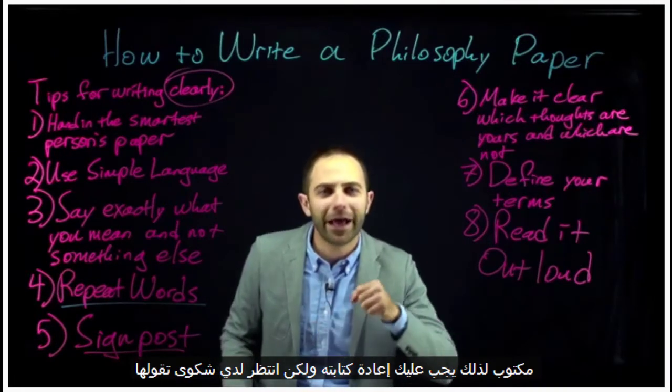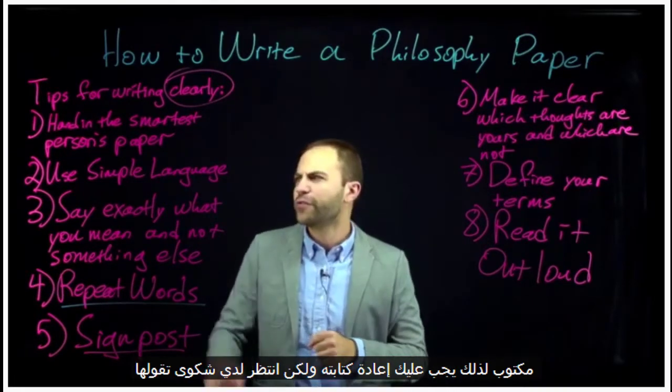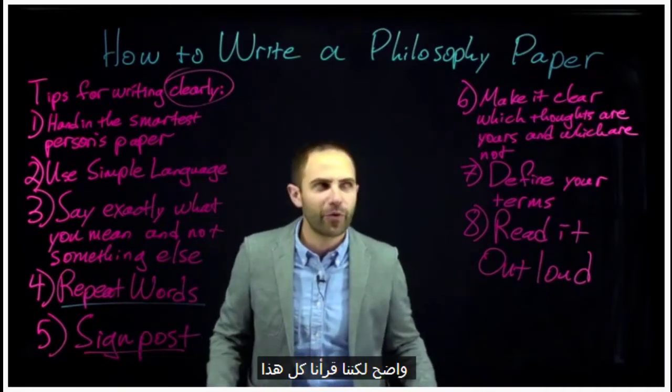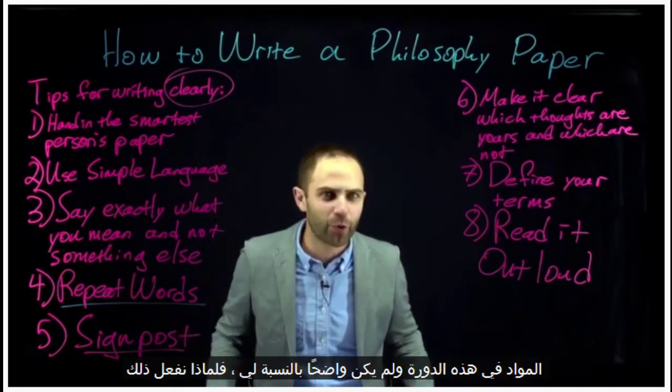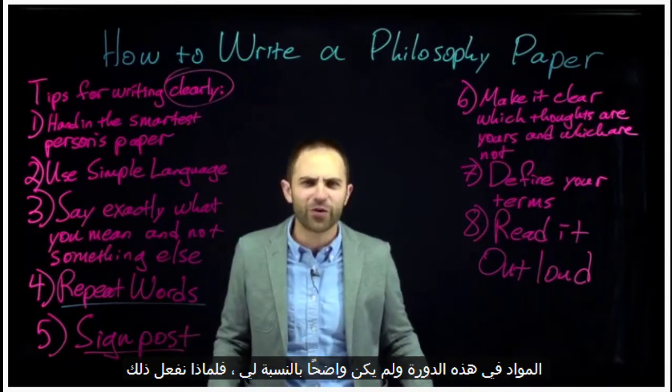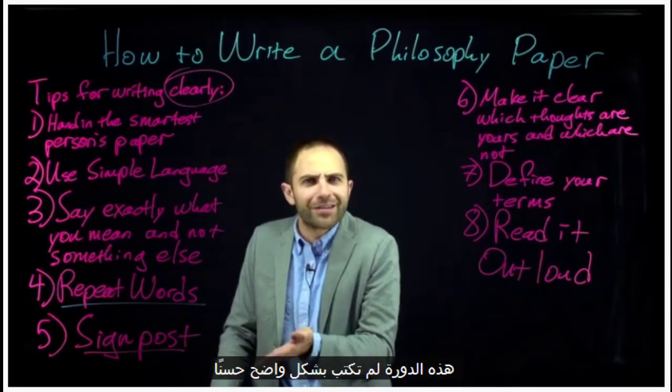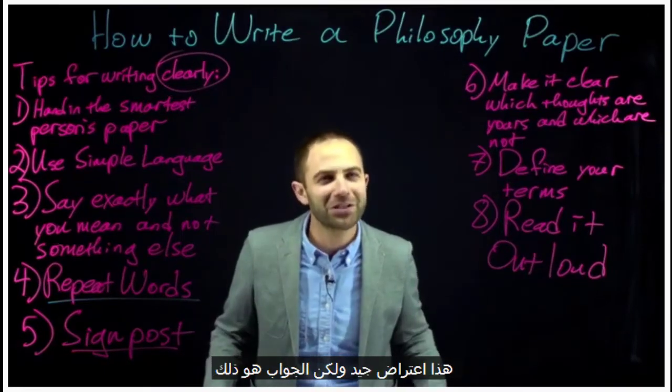But wait, I have a complaint, you say. You've given us all of this stuff about how to write our papers so that they're clear, but we've been reading all of this material in this course and it hasn't been clear to me, so why do we have to write clearly when the authors that we're reading in this course didn't write clearly? Okay, good. That's a good objection.